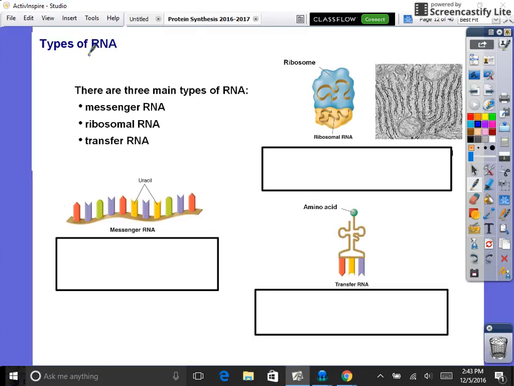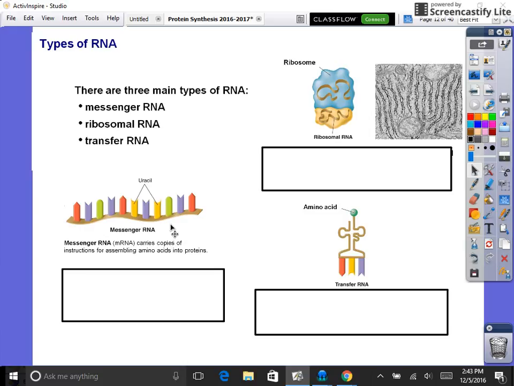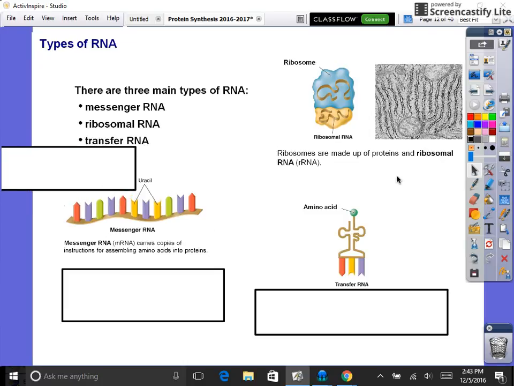There are 3 types of RNA that we're going to include in our lessons: messenger RNA, ribosomal RNA, and transfer RNA. These are all your vocabulary words. Messenger RNA is responsible for carrying copies of instructions for assembling amino acids into proteins. Ribosomal RNA is what makes up the ribosomes. So proteins and ribosomal RNA make up ribosomes.